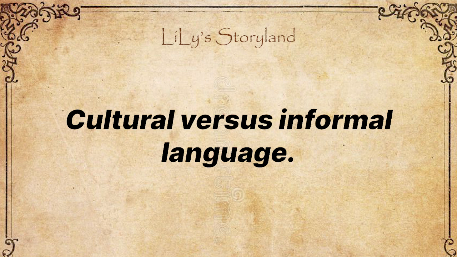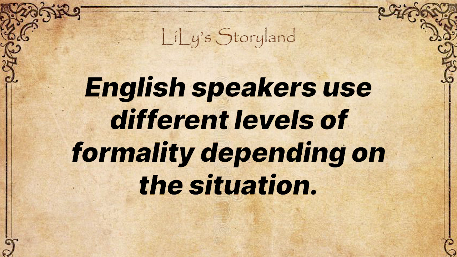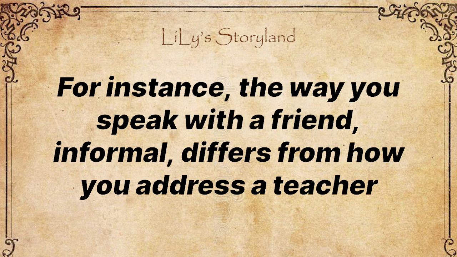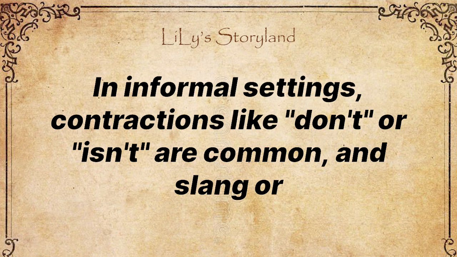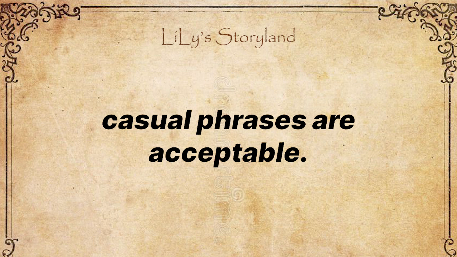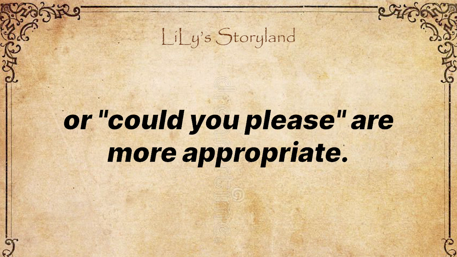Formal versus informal language. English speakers use different levels of formality depending on the situation. For instance, the way you speak with a friend, informal, differs from how you address a teacher or boss, formal. In informal settings, contractions like don't or isn't are common, and slang or casual phrases are acceptable. In formal situations, complete sentences and polite forms like "would you mind" or "could you please" are more appropriate.